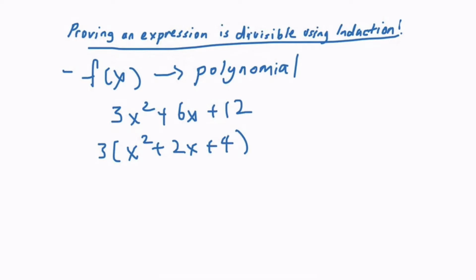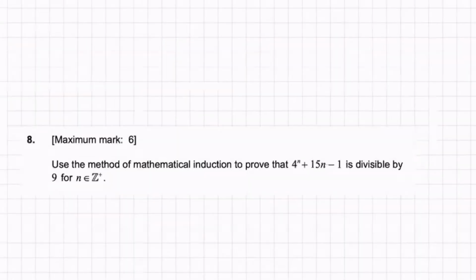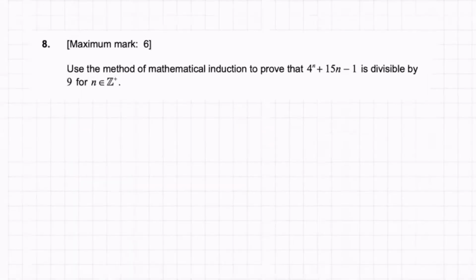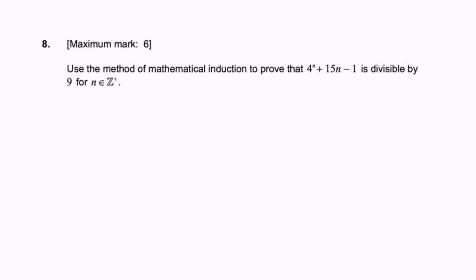So let's use this tip in action, and let's actually do a problem from an actual past IB exam. In this problem, we're being asked to use induction to prove that 4 to the n plus 15n minus 1 is divisible by 9 for all n such that n is a positive integer.